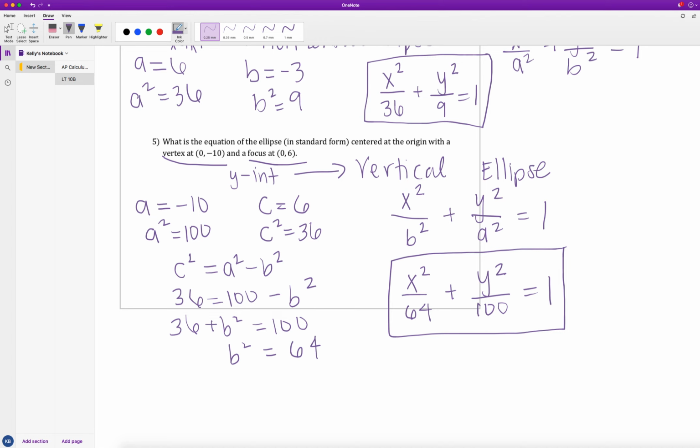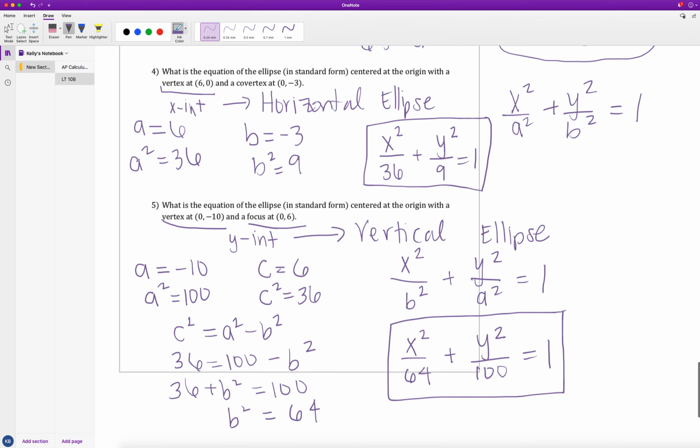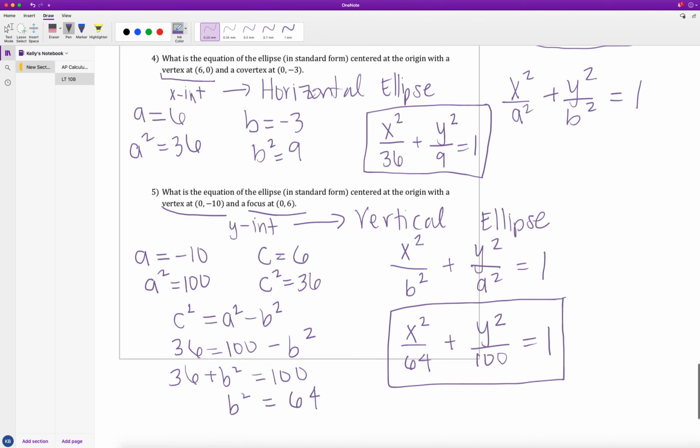Now remember, on all of these, the key important facts that we want to take away are that our vertex and our foci are always on our major axis, which determines which type of ellipse we have, and our co-vertices are always on our minor axis. In the equations, if I have a horizontal ellipse, then the a squared is with the x, and if I have a vertical ellipse, the a squared is with the y, since the bigger number goes with the variable that we are stretching by for each of these ellipses that we're looking at. Okay, that is the end of Learning Target 10B.